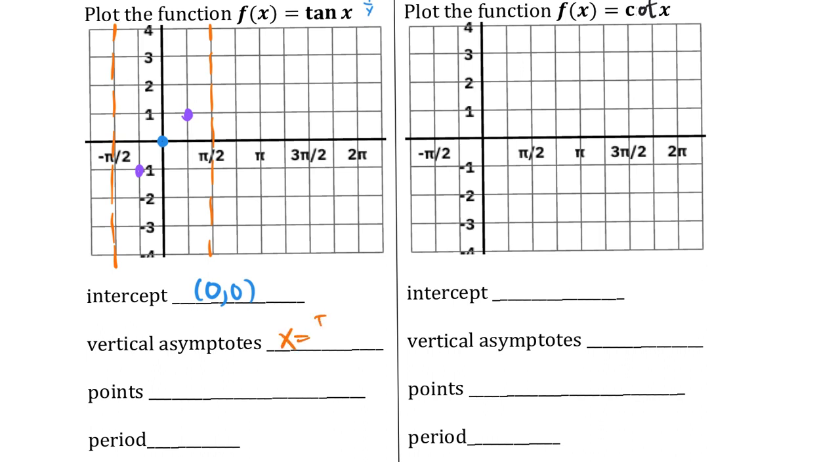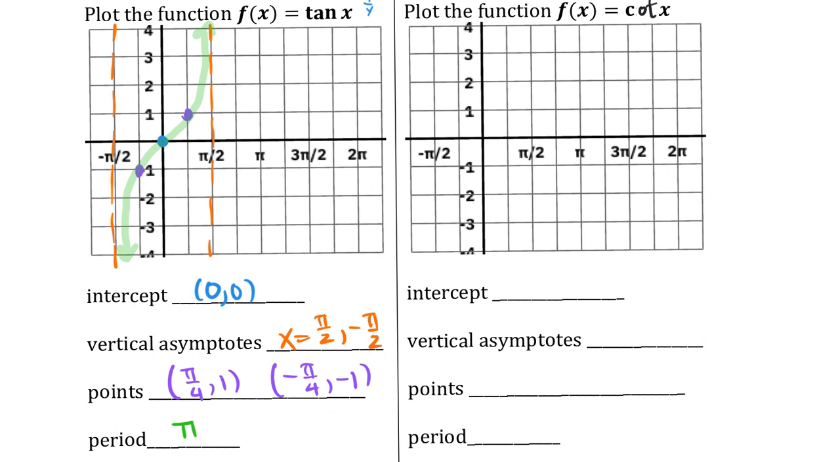So my asymptotes were at pi over 2 and negative pi over 2. My nice point was at pi over 4 because the tangent of pi over 4 was 1, and the tangent of negative pi over 4 is negative 1. And then because this goes from negative pi over 2 to pi over 2, the period is pi. Okay, I'm going to go ahead and draw my curve in. I should approach the asymptotes and then go down.